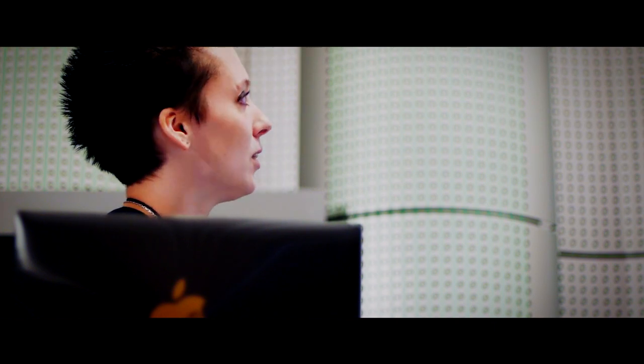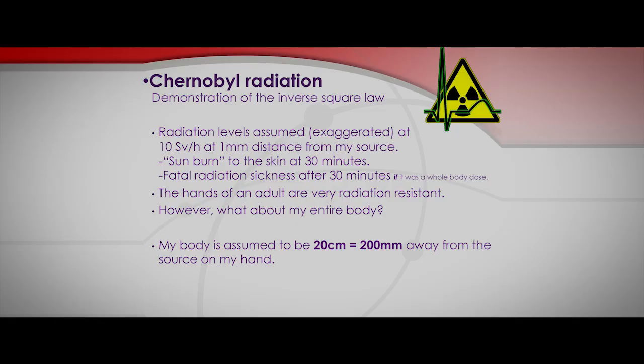So, well, I would get fatal radiation sickness after 30 minutes of this dose if it was a full body dose, but it's not, because the inverse square law applies. Now, the hands of an adult are very radiation resistant. There's no red bone marrow, any blood-producing cells in there. But the rest of the body, of course, is a different story. So let's see. My body is assumed to be 20 centimeters, that's 200 millimeters away from the source in my hand.